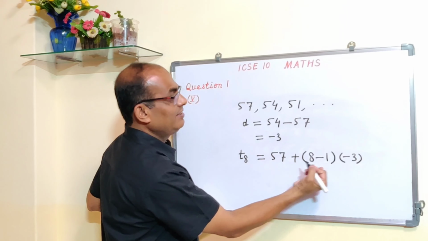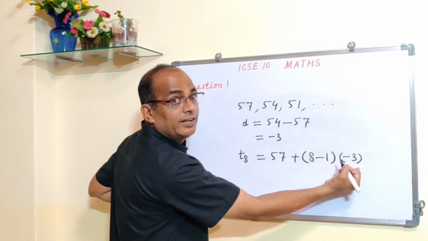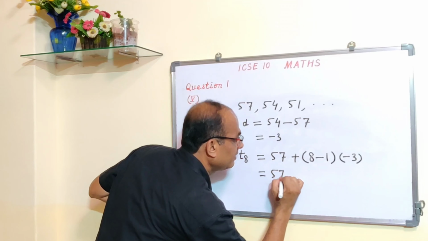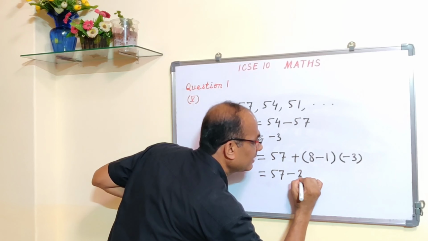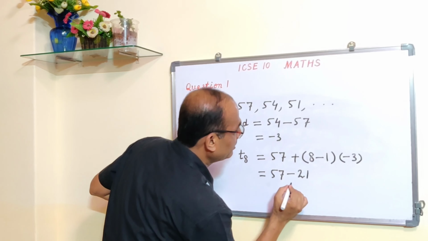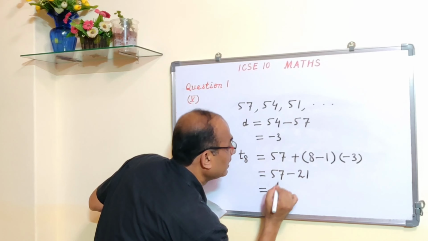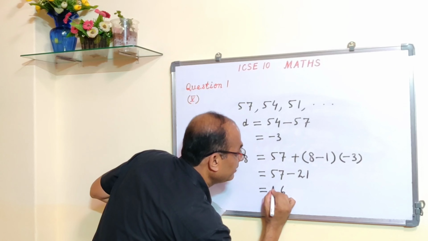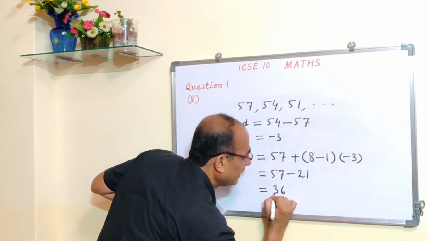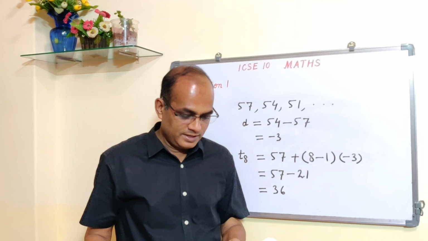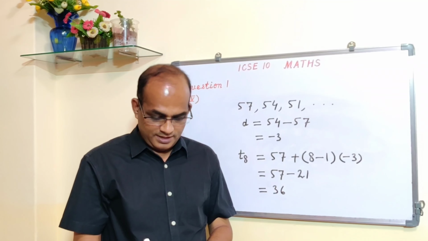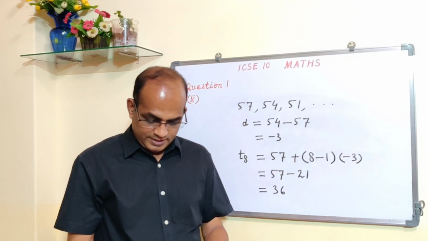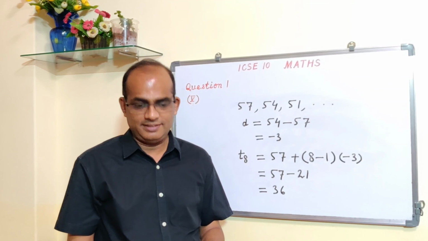Alright, so this is 7. 7 times 3 is 21, minus 21. So we can write 57 minus 21. And this gives you how much? 7 minus 1 is 6, and 5 minus 2 is 3. So 36 is the answer. What I told you, the correct option is option A and the answer is 36.